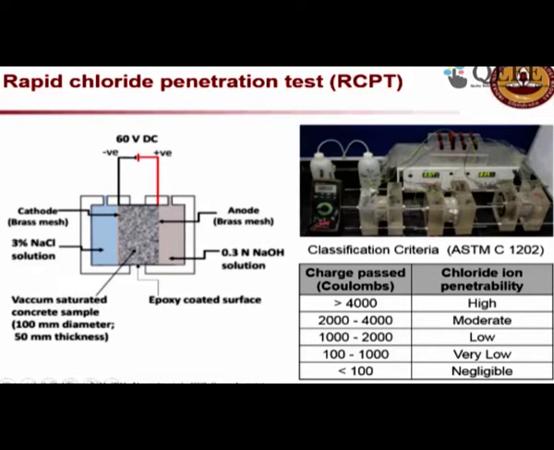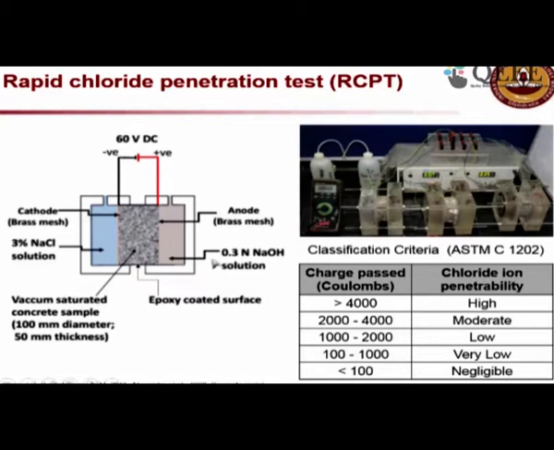Then you apply a voltage of 60 volts across these two cells. As you see here, 60 volts is applied, and there is a little mesh on the surface of the concrete which is in contact with the solution. Now when you apply the 60 volts, the chlorides from this end will try to penetrate, or permeate, into the concrete.